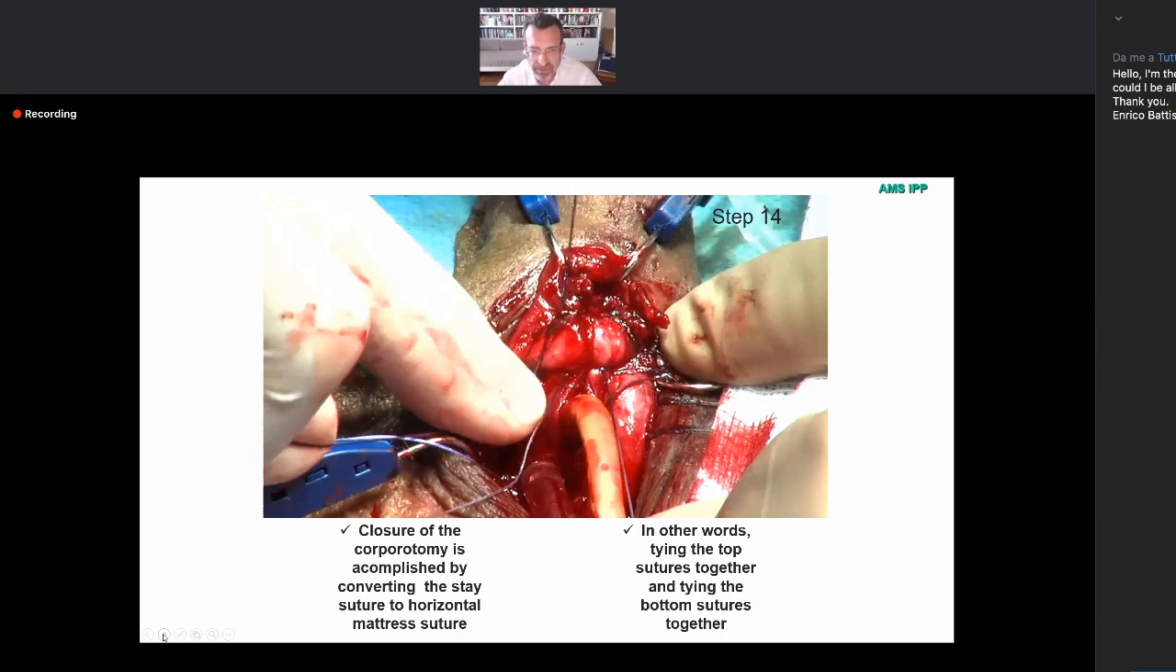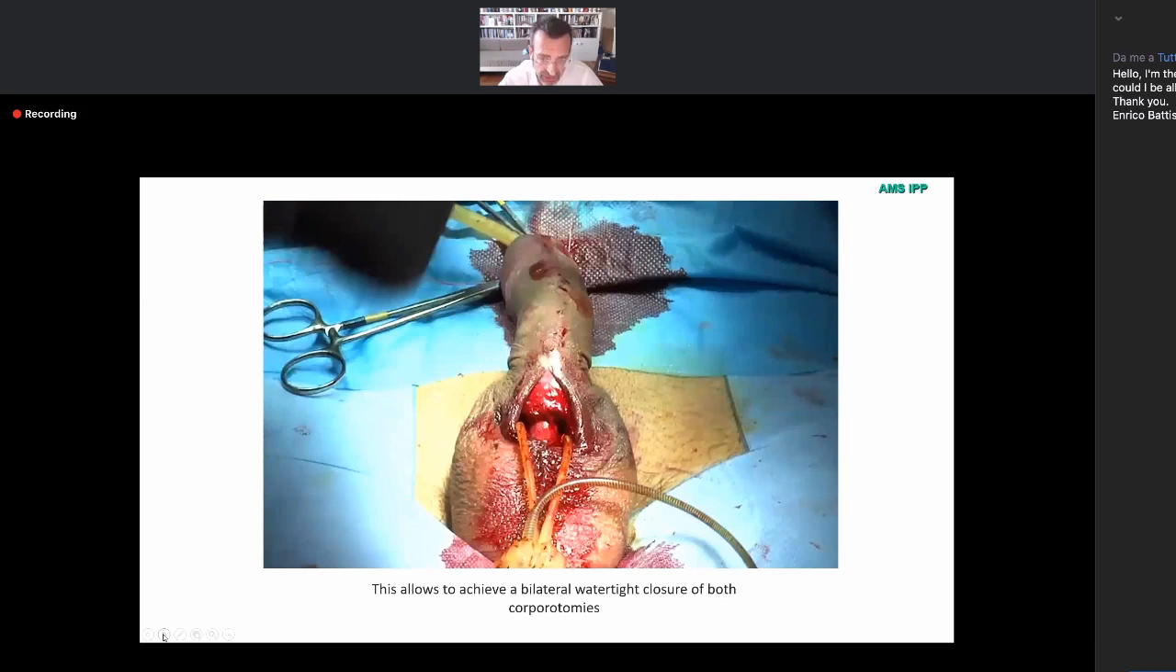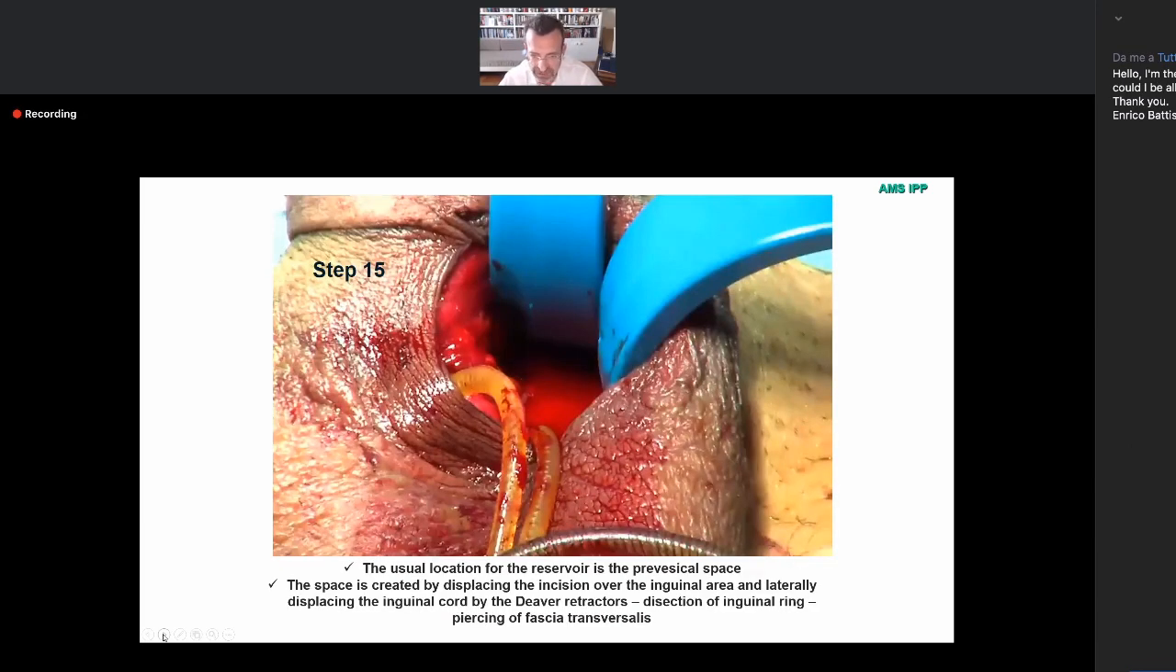And I think that at this point, next slide, you have to take out the Scott retractor. And at this time, we go ahead, next slide, with the placement of the reservoir. You have two ways of placing the reservoir. Next slide, you have to be sure that the bladder is empty. And next slide, I prefer to show you the video.